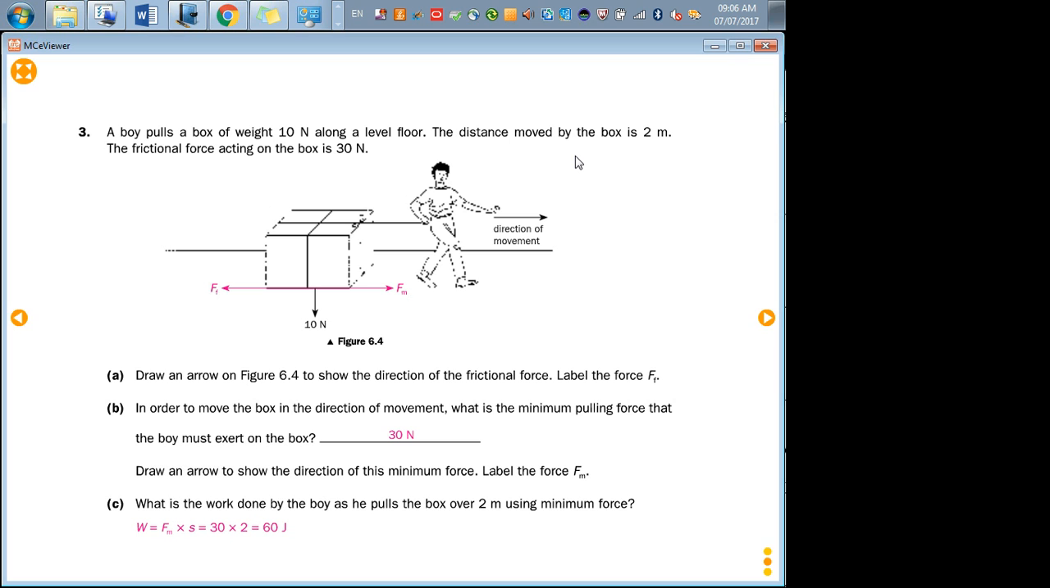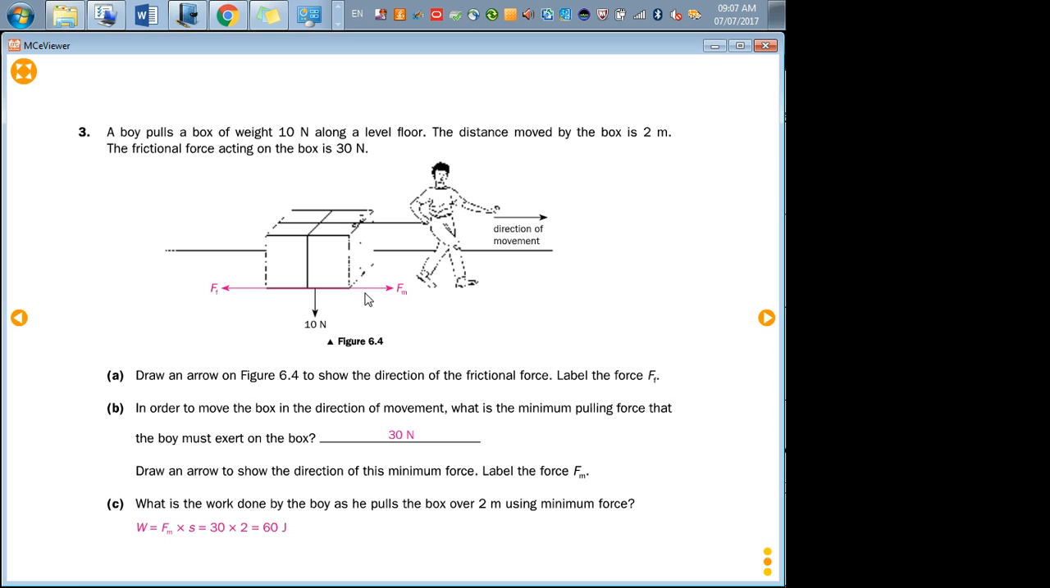Okay, so in order to move the box in the direction of the movement, what is the minimum pulling force that the boy must exert on the box? So imagine, what is preventing the box from moving forward? Friction only, right? And what is the magnitude of the friction? 30 newtons. So in order for the box to be moved, the boy must overcome frictional force. So he must provide a force of 30 newtons also, or greater. Okay, 30 newtons or greater. Minimum 30. Okay.